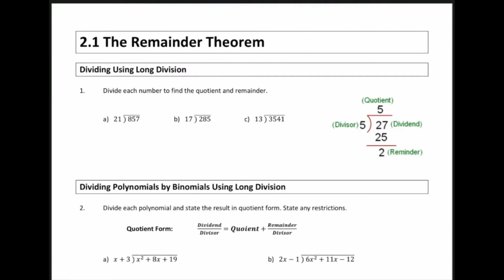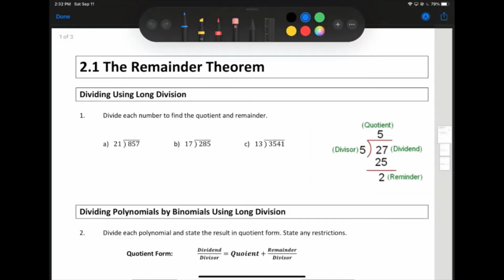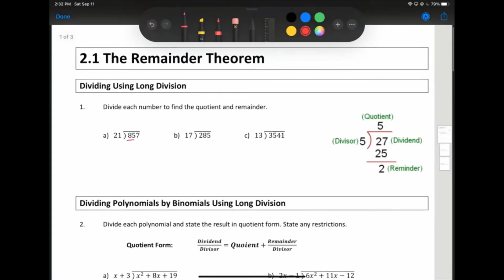We have, for example, 1a. Bring up the pen. We're going to start off with just the 85 instead of the whole 857. And what we want to do is find out what's the most number of 21s we can fit into 85. And hopefully you'll realize that it's 4 of them. So what I'm going to do is put 4 there, and 4 times 21 is 84. 85 minus 84 is 1. Bring down the 7 to make 17.